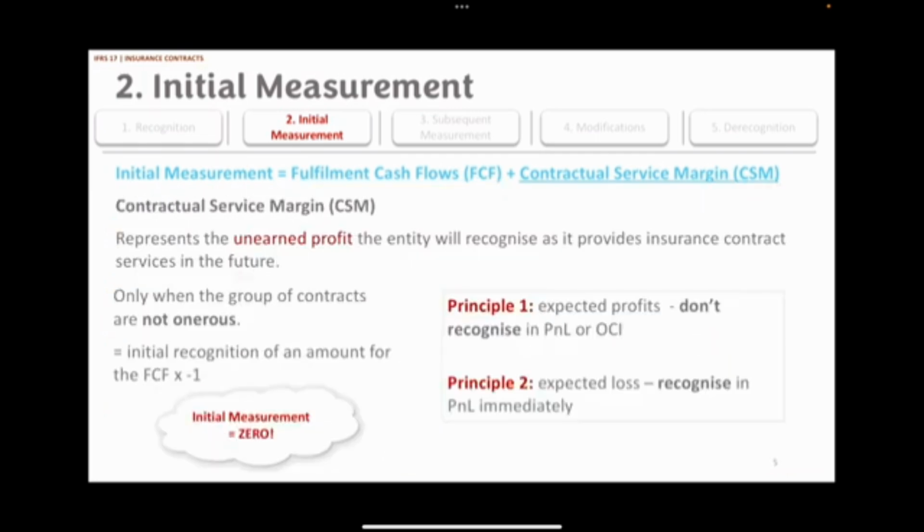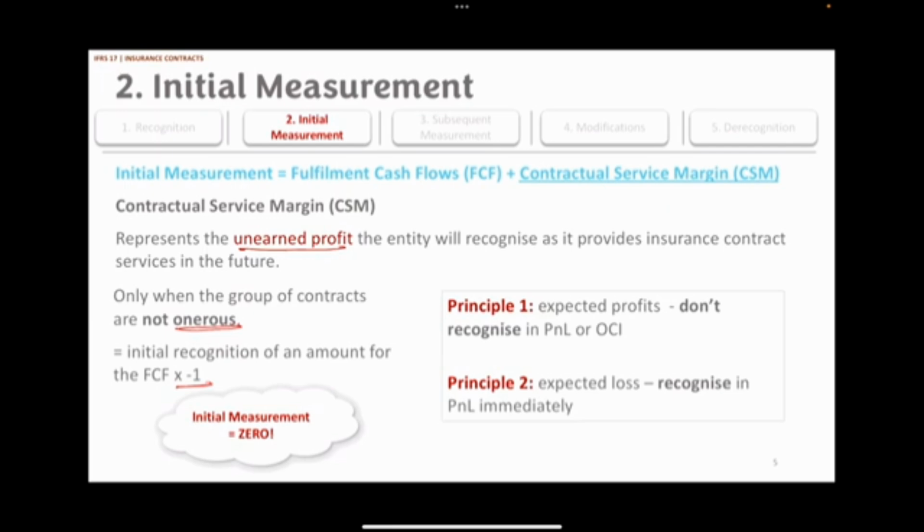Let's move on to contractual service margin. Contractual service margin represents the unearned profit. In other words, this is the expected future profit from the group of insurance contracts. An entity is allowed to recognize contractual service margin only when the group of contracts is profitable. So when there are onerous contracts, an entity cannot recognize contractual service margin. And contractual service margin on initial recognition is simply the negative value of fulfillment cash flows.